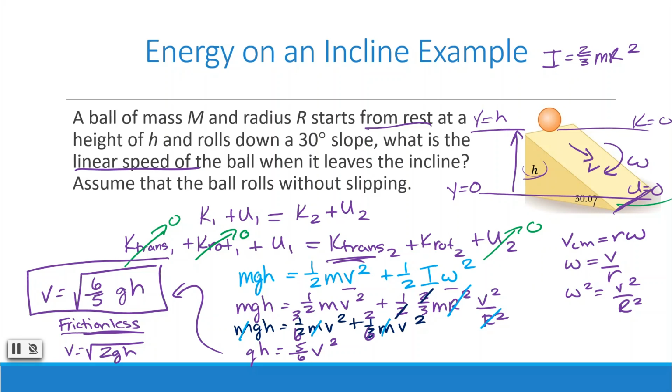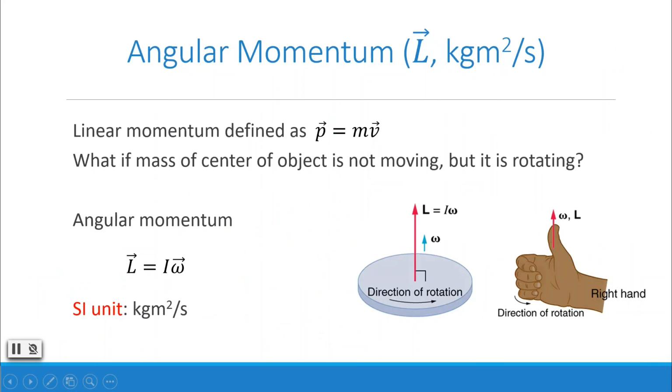Our last major rotation topic is angular momentum. Our angular momentum is given the variable capital L. It is a vector. It has units of kilogram meter squared per second. Thinking back, linear momentum was mass times linear speed, so you basically had an inertia term and a motion term. Our angular momentum is very similar.